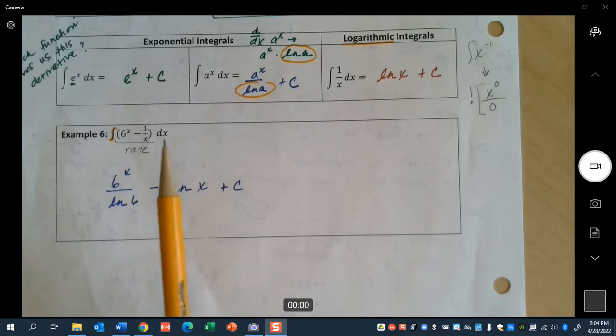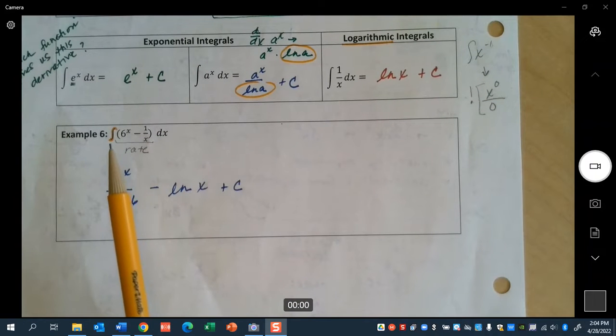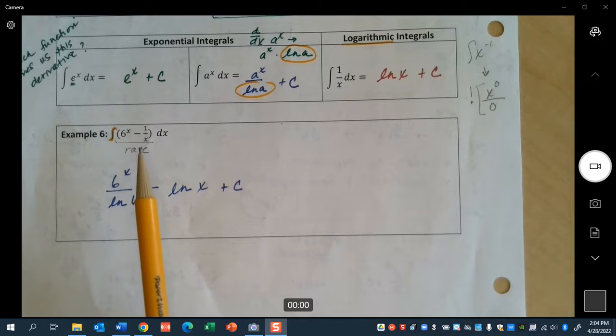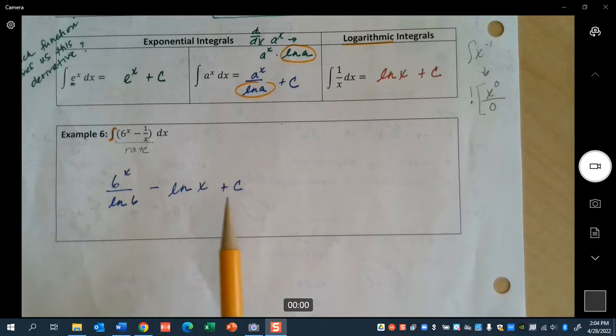So if this is my rate and I want you to integrate it, I'm asking you to come back and tell me what is the formula for the area under that curve. This is it. So you're coming up with a general formula by undoing all those derivative rules. Got it?